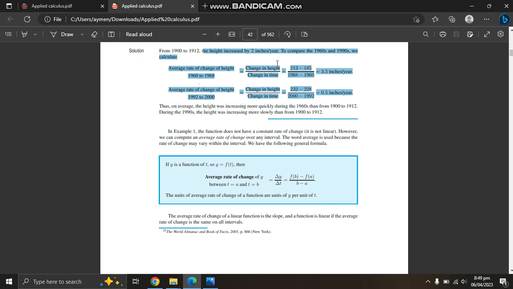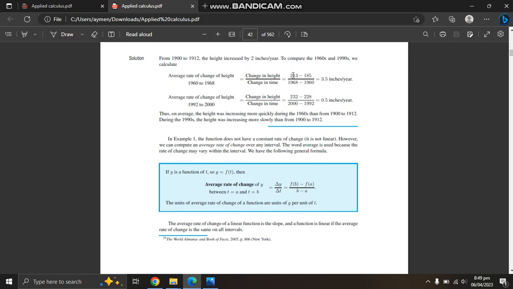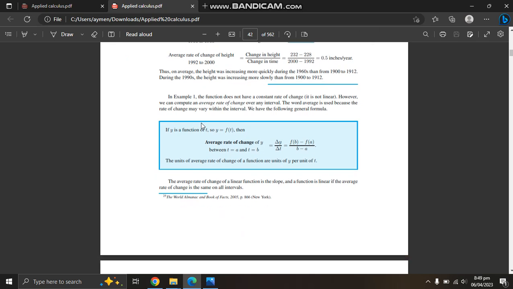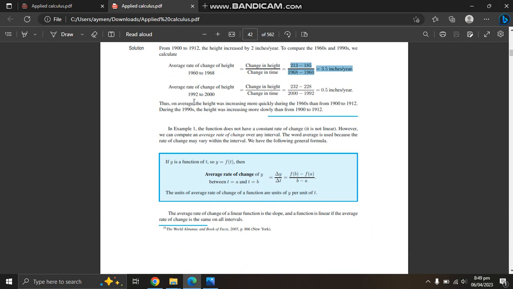To compare the 1960s to the 1990s, we calculate the average rate of change of height, where we have a change in height and a change in time. Then when we calculate, 3.5 inches per year is the answer. So on average the height was increasing more quickly during the 1960s than from 1900 to 1912. During the 1990s, the height was increasing more slowly than from 1900 to 1912.